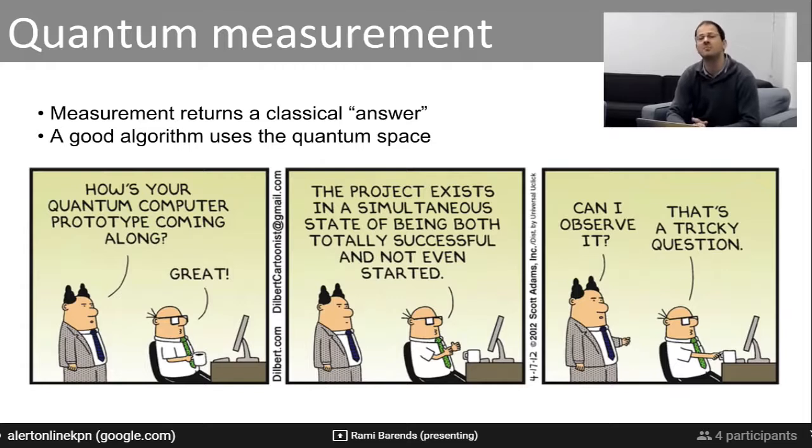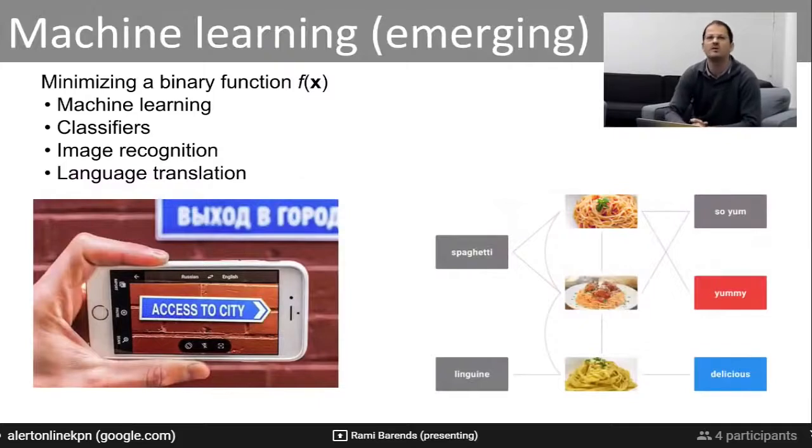And it's indeed a tricky question because measurement will return a classical answer from all that state space, all that exponential state that has collapsed into a single classical answer. So a good algorithm uses that quantum state space and then gives you an answer. Examples are, what is the optimal configuration of a molecule? Where is the minimum in a certain optimization function? And that's really well suited, for example, to minimizing a binary function, which is used for machine learning in classifiers, such as those used for image recognition and language translation. Now, I have to say that this is an emerging field. People are searching hard to find ways where this can be really implemented.